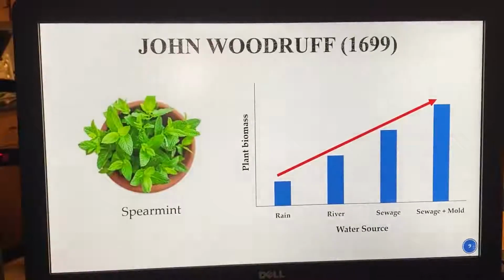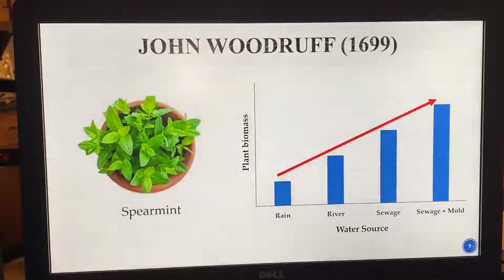Next, John Woodruff followed right after him and said, well, let's try this with different types of water. So he took a spearmint plant and this is the rain. He took some river water, sewage, and then sewage plus mold. And what he found was that the more impurities in the water, the greater the plant growth, right? So there's something else going on here now.